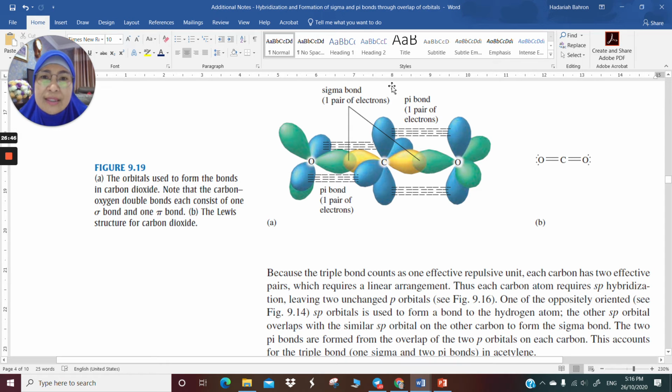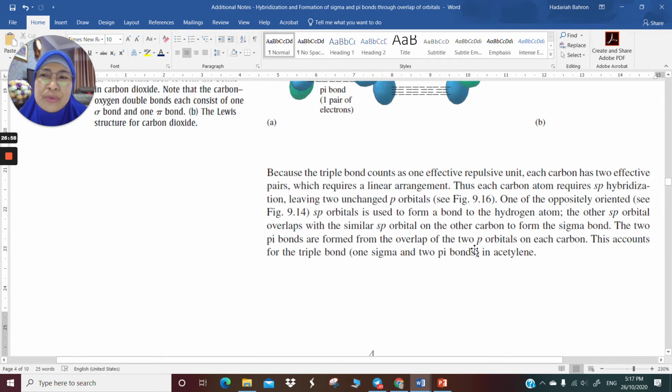So you can model your answer on this one and try to see how the bonds in C2H2, or ethyne, are formed. So that would be for you to practice. You can stop this video for a while now and practice drawing until you get the answer.